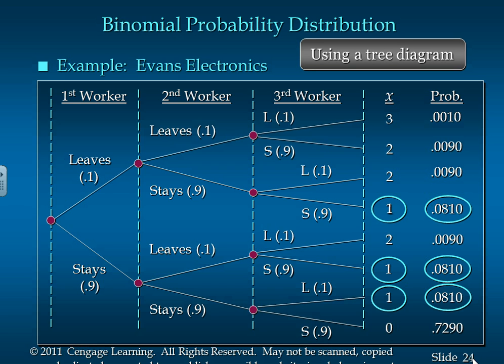I don't know. 0.9 times 0.9 times 0.9. Yeah, that's that number. So leaving is 10%. First worker leaves 10%. Second worker leaves 10%. Third worker leaves 10%. 0.1 times 0.1 times 0.1, 0.001, and 3 have left. So that's what that's saying. The probability of only 2 leaving is the same. It doesn't matter which one left. We ended up with the same probability.